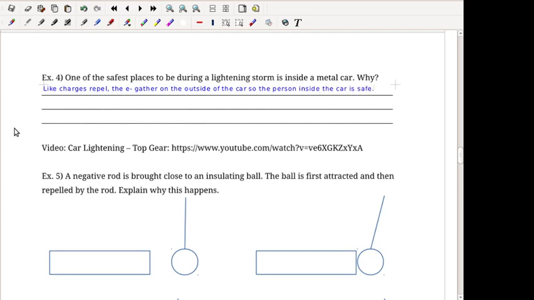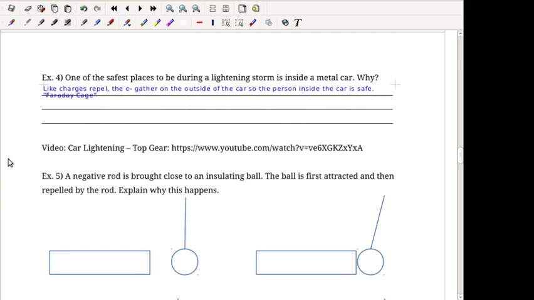So if you ever thought that cars were the best place to be because of their rubber tires, that's actually not the case. They are the best place to be because all the like charges repel each other and want to gather on the outside of the car, so the person inside the car is safe. And this is what's known as a Faraday cage. And the idea was first come up with by a guy named Michael Faraday.